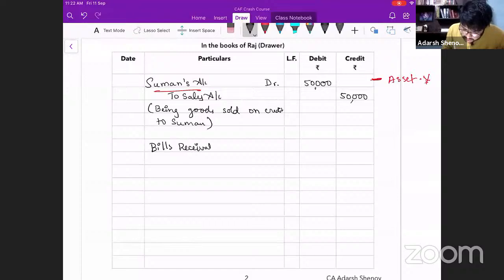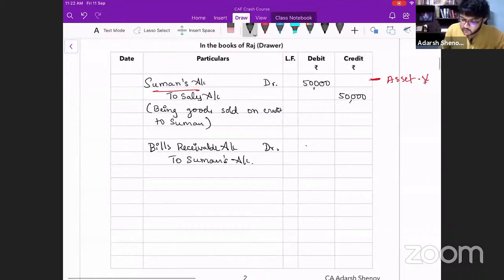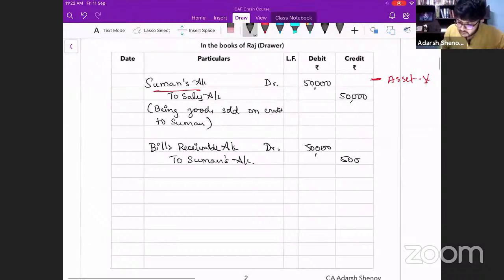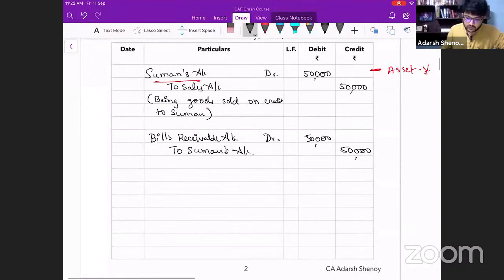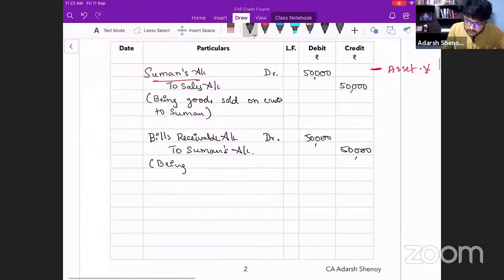We have to recognize a new asset, a document: bills receivable account debit to Suman's account. The oral asset is gone. The debtor balance is to be reduced. So that is why Suman's account is to be credited. I hope everyone is comfortable with this discussion so far. Yes. So 50,000 is to be credited to Suman's account and bills receivable account is to be debited with 50,000. Wonderful. So this is the bill accepted by Suman.